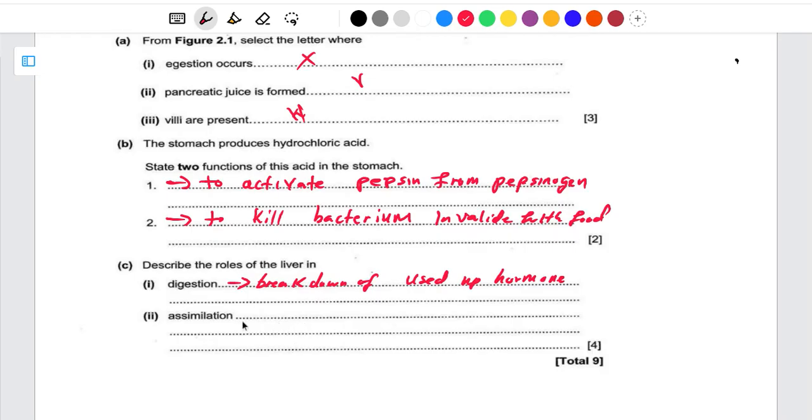Usually urea is formed in the liver, not in the kidney. That is one thing that you need to understand. So you can talk of deamination of excess amino acids. Even that one can fall under digestion. But here we're just going to say conversion of amino acids into proteins. Then from there we're done.